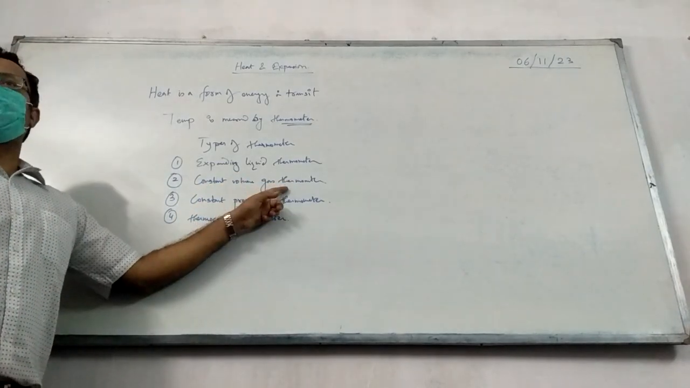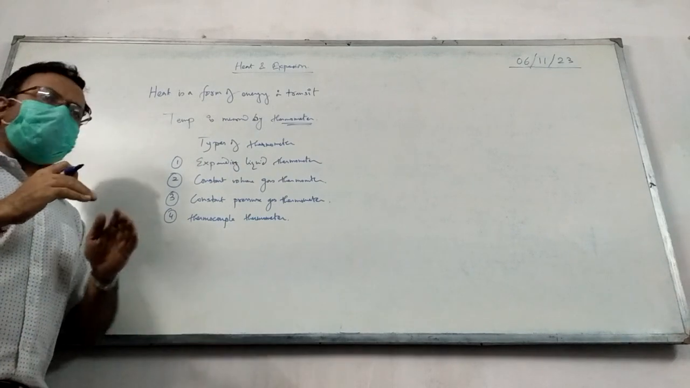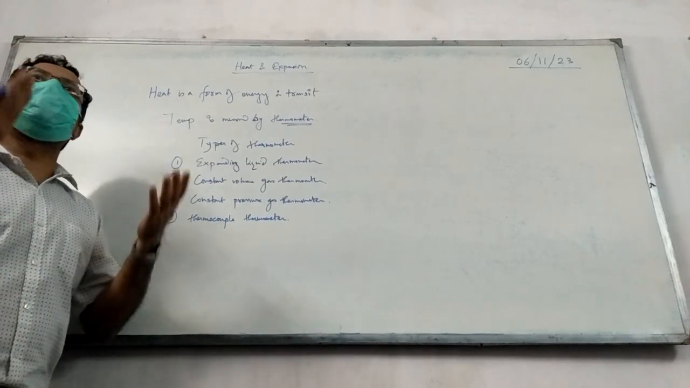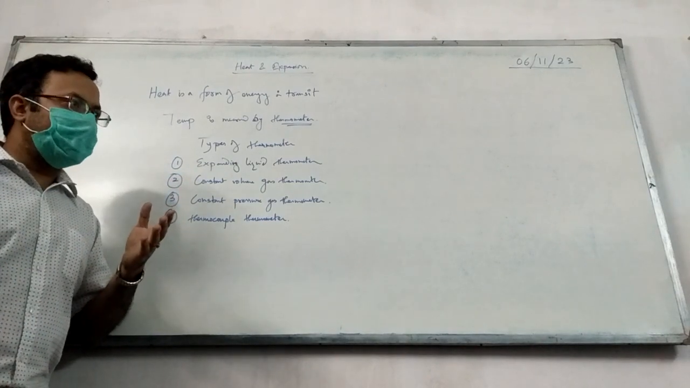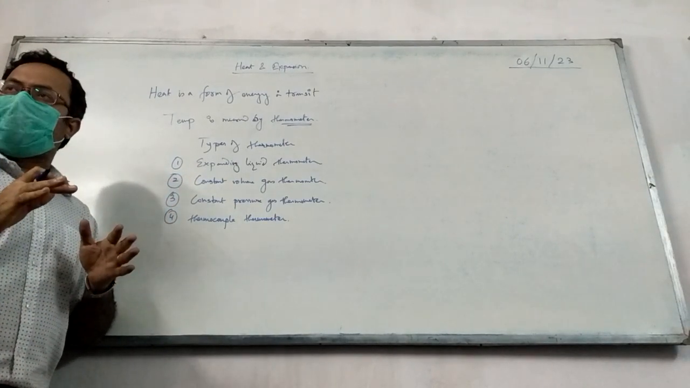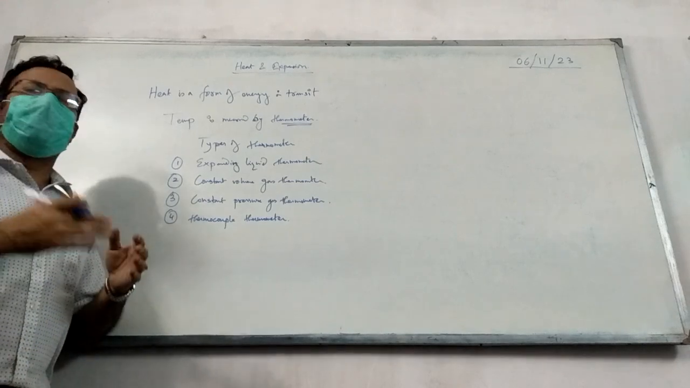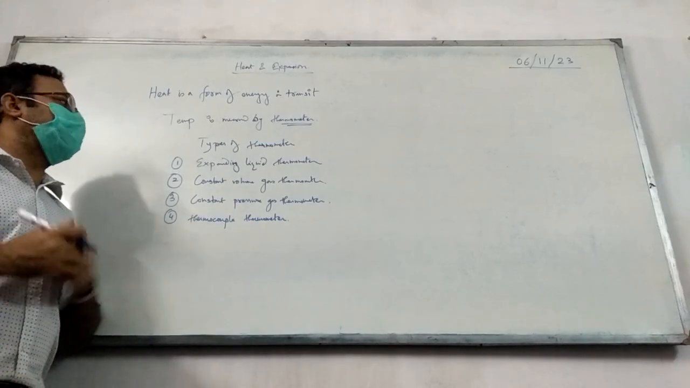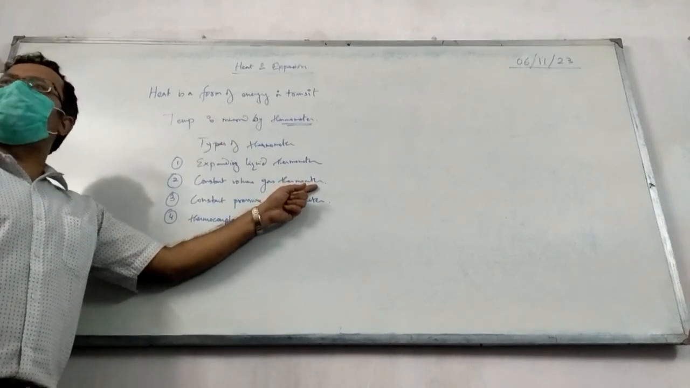What is a constant volume gas thermometer? If we keep the volume constant and raise the temperature of a gas, the pressure of the gas also increases. You have studied this earlier? If we keep the volume constant, what does the law say? Pressure law. It says that if you increase the temperature, the pressure will also increase. So by measuring the pressure, we can measure the temperature of the gas.